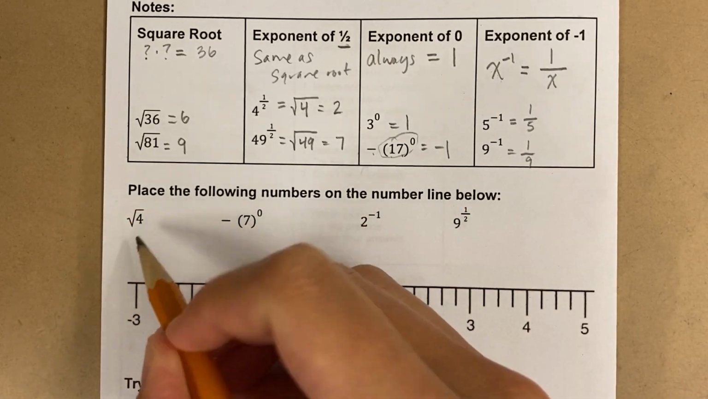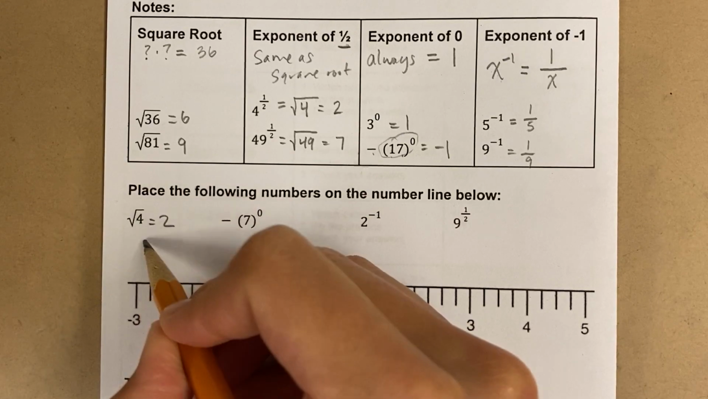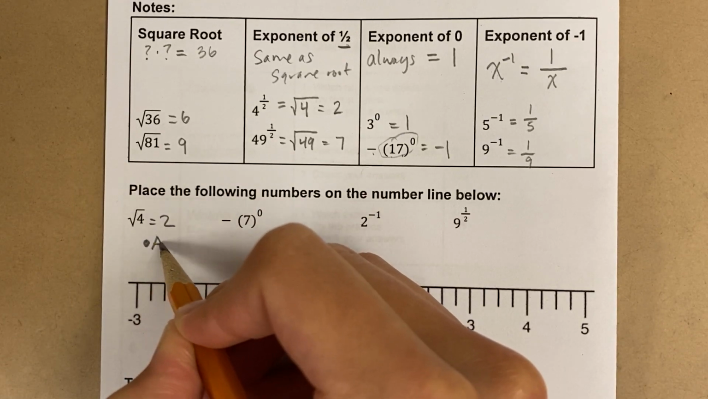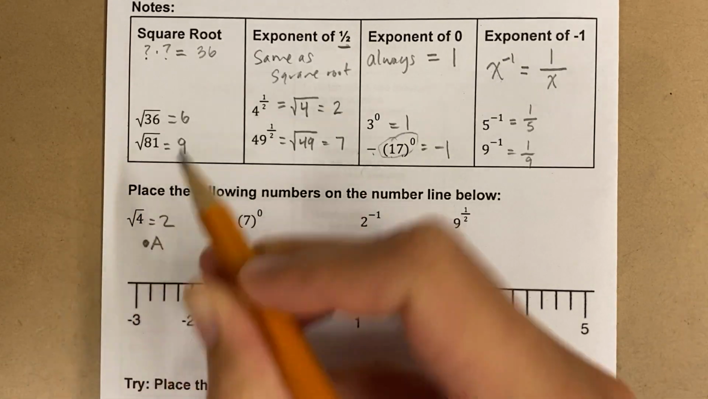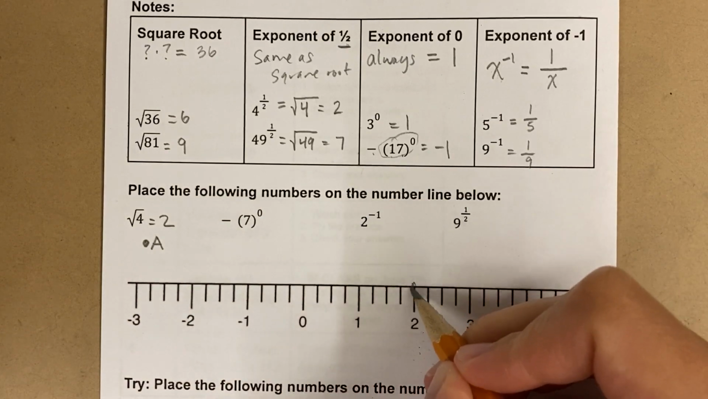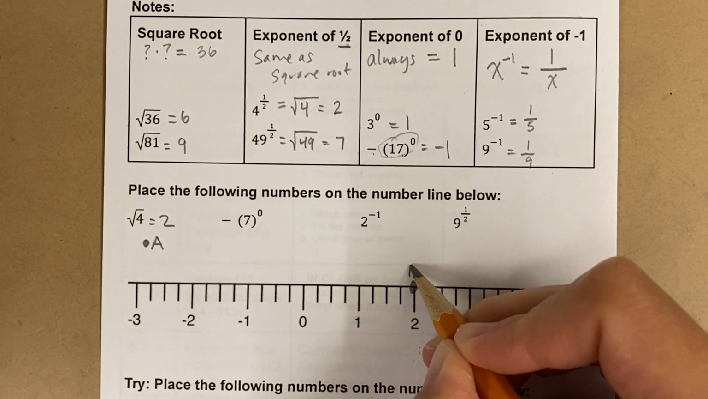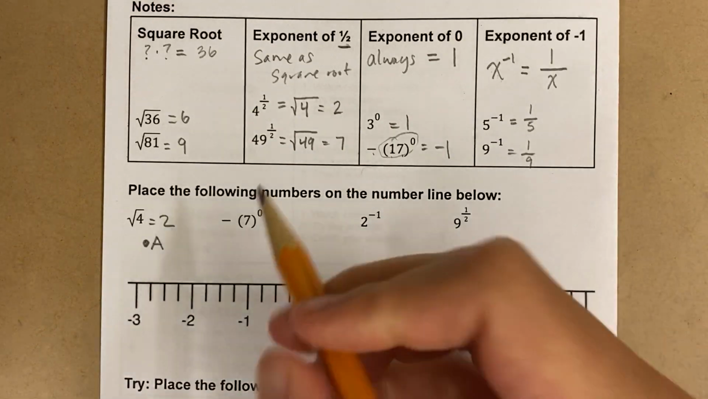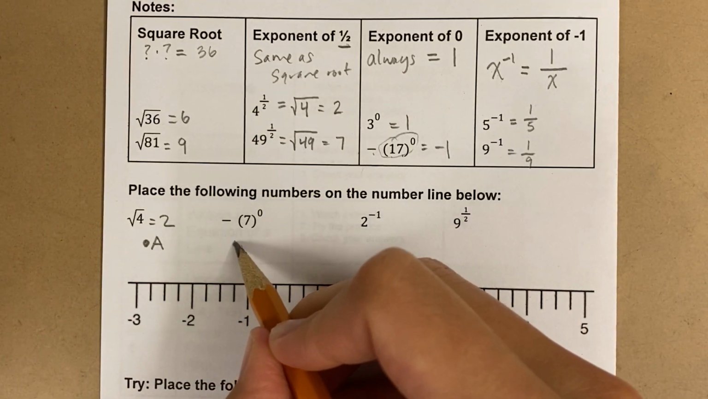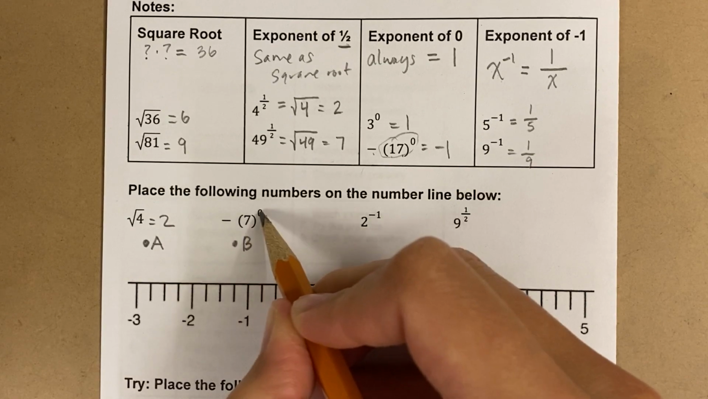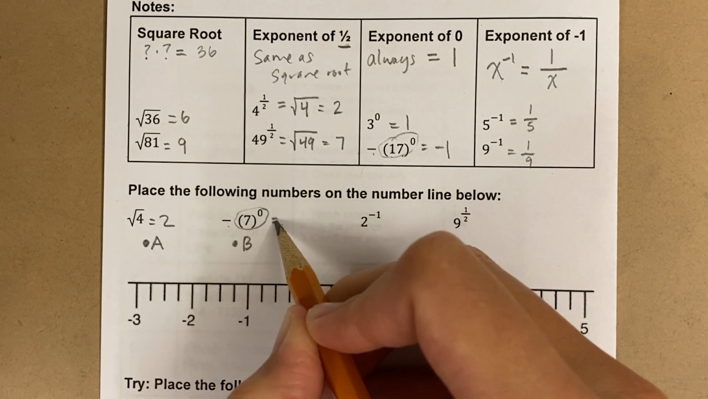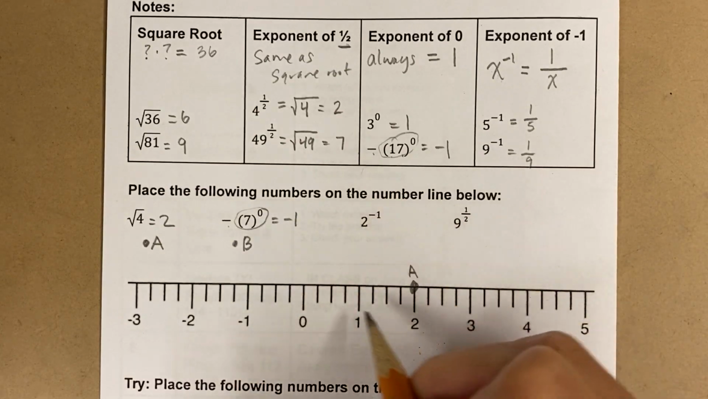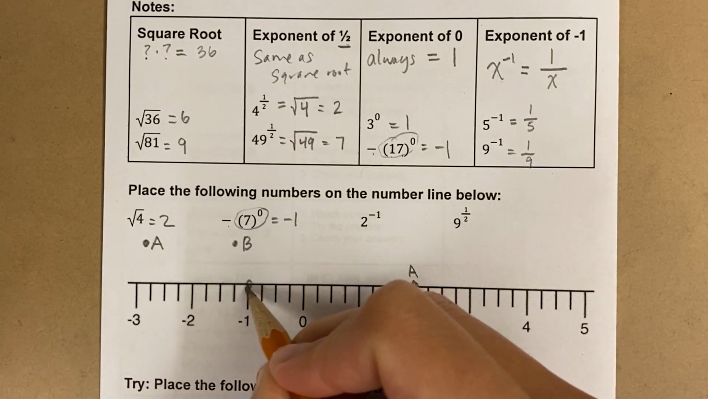Okay, so the square root of 4, that equals 2. Let's just call this point A. So A is right here. In edge elastic, you're actually going to drag them, but for right now, we'll just use letters. Now this, we're going to call this point B. This is equal to 1, because anything to the 0 power is 1, and this is equal to negative 1. So point B, on the number line, is going to be at negative 1.